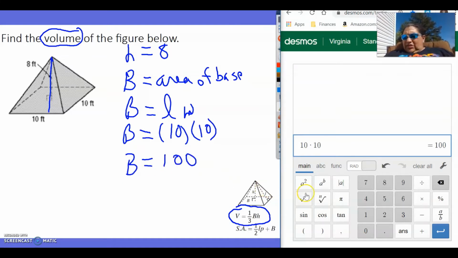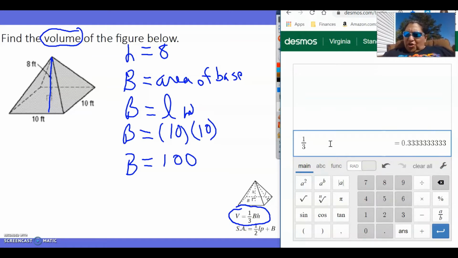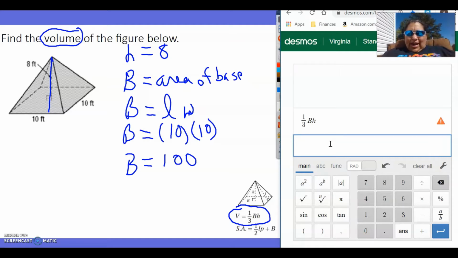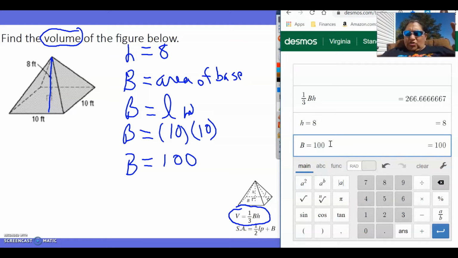All right, so I'm going to clear my calculator, and then I'm going to type the formula in. So the volume of a square base pyramid is 1/3. Use my arrow key to move over. Big B, so I'm going to put Shift Big B, make it a capital B, and then an H. Then I'm going to go to my next line, and I know my H is 8, so H equals 8. And then we figured out that big B equaled 100.